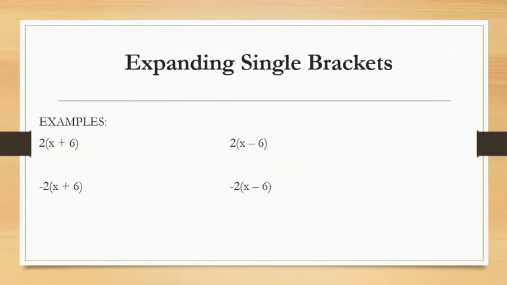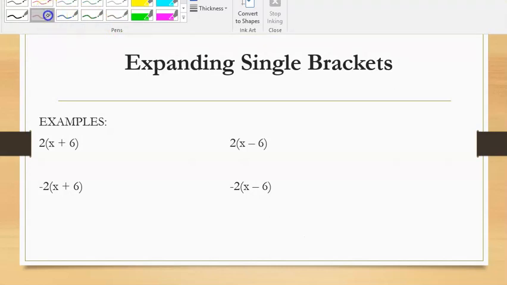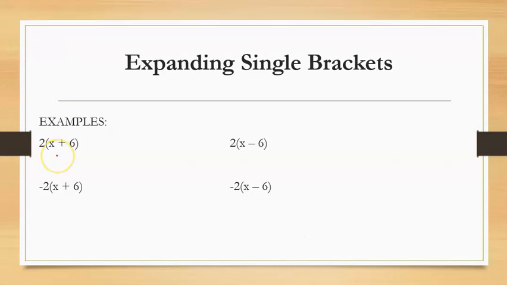So we're going to expand these single brackets using the variety of positive and negative numbers. So the first one here is 2, the brackets is x, add 6. So we're going to say 2 multiplied by x is 2x, and then the 2 multiplied by the positive 6, remember to take the positive with it, so it's positive 2 multiplied by positive 6 is positive 12.